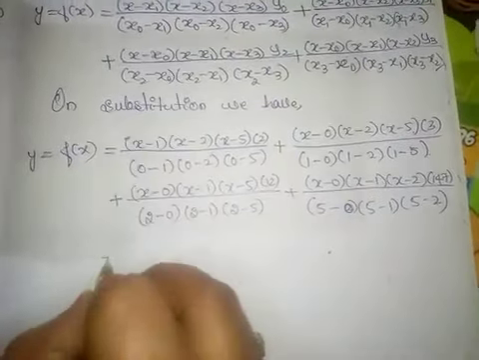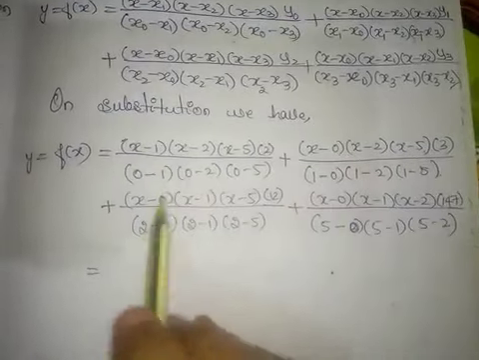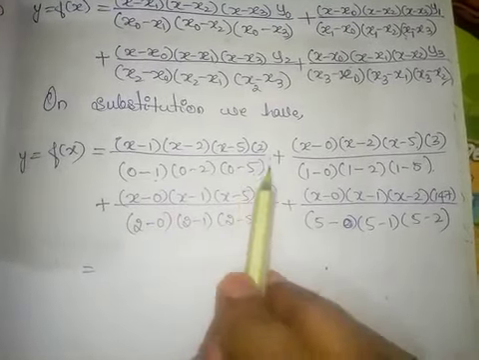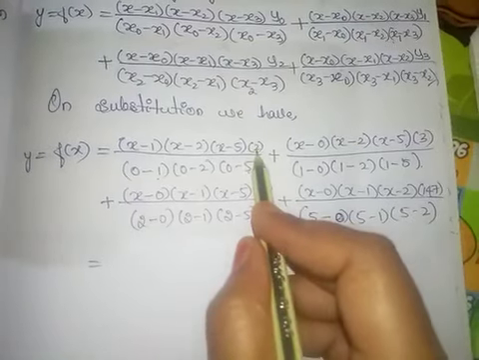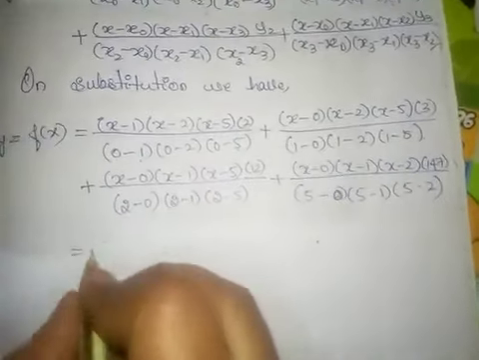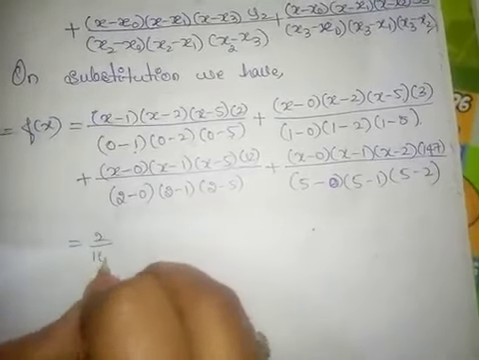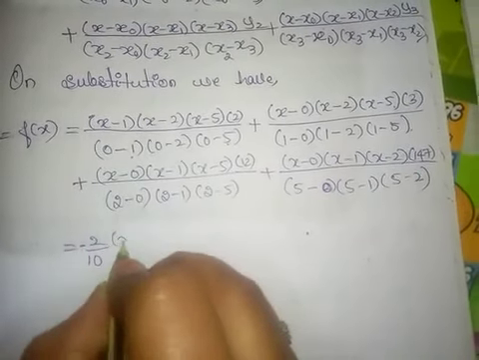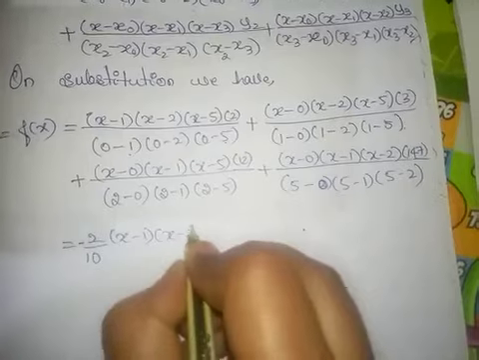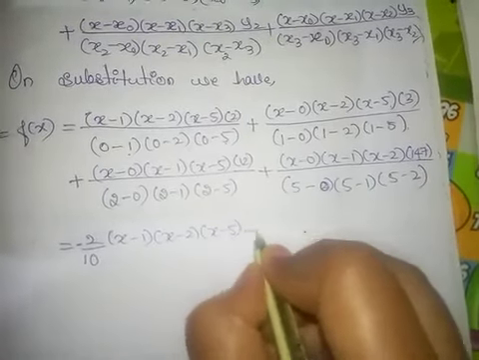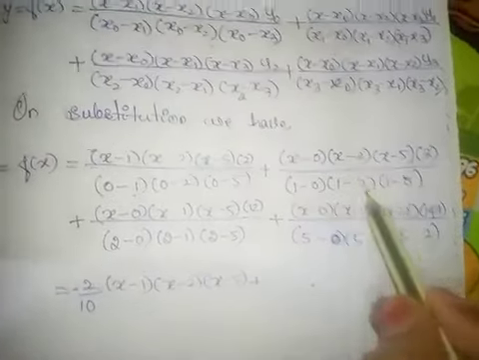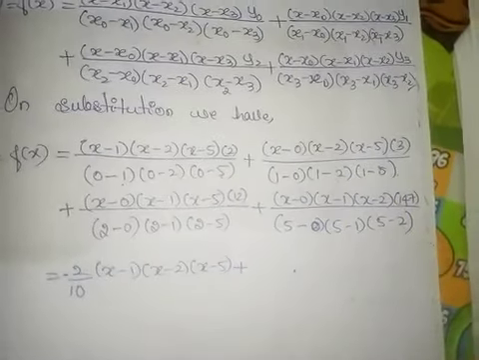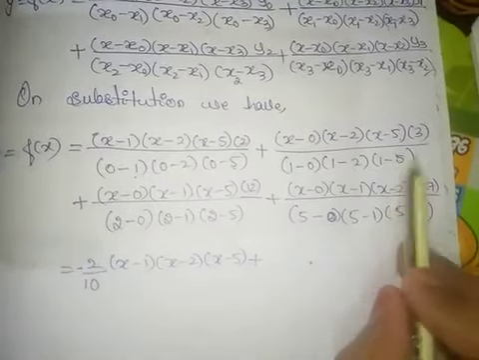We have 1 into 2 into minus into minus, plus. 1 into 2 is 2, 2 into 5 is 10, here we have 2, otherwise I will write 2 by 10 minus 10, it is 2 by minus 10 into (x minus 1)(x minus 2)(x minus 5), plus here we get 1, here minus 1, 1 into minus 1 is minus 1, minus 1 into minus 4 it will be 4.